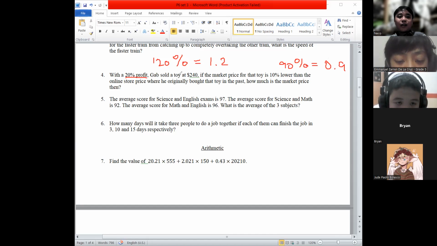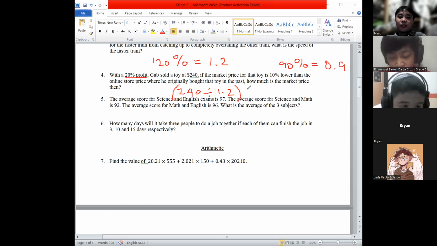Okay? So at first, with the 20% profit, the target is 240. If we wanted to know the price before the profit, we're just gonna divide 240 by 1.2. And after that, since we wanted to know the market price, and it's 10% lower, we're just gonna multiply by 0.9. That's it. It's actually the whole process. After the analogy right here, it can count as a step, but you can actually skip that part. It's actually intuitive.